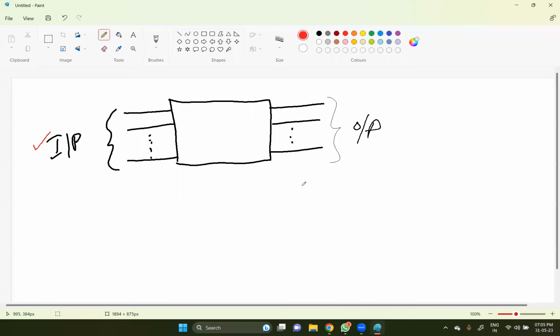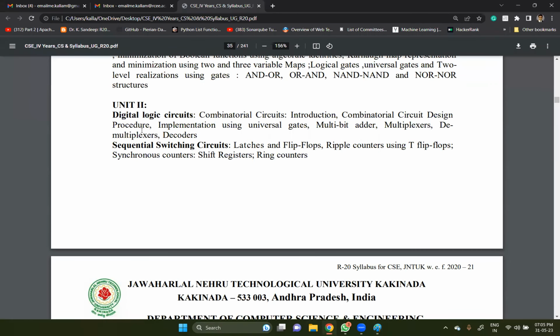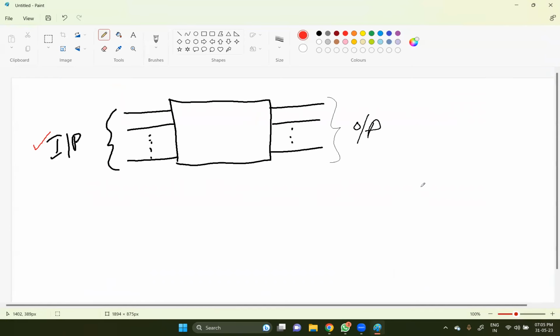Let me discuss the first combinational circuit. The first combinational circuit is adders. As far as your syllabus, it is not listed as adders, but I would like to discuss the half adder with you, which is one of the first combinational circuits. The half adder always performs operations using two different bits. If you have two bits, the outputs will be decided by the half adder.